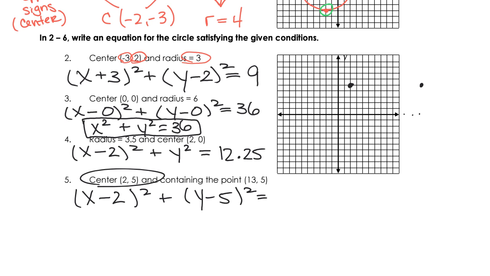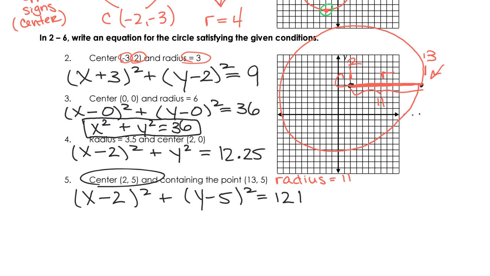If this is our center and this is a point on my circle, my circle is going to look something like this. By thinking about that visual, this right here is our radius. Because it's a horizontal line, we can count blocks. If you think about that, you're here at 2 and here at 13. 2 to 13, or 13 to 2, is a length of 11. Now that we know our radius is 11, we can square it and put it in the formula as 121.